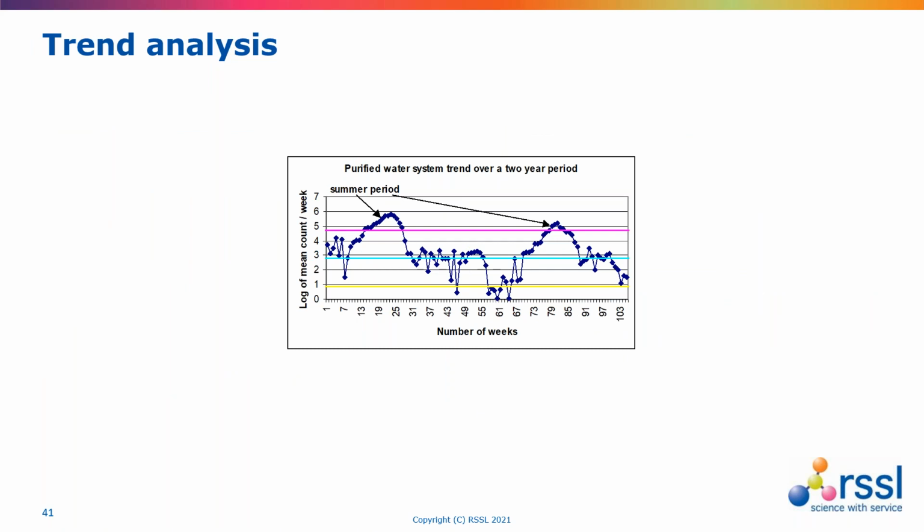Another advantage of trend charts, as shown on the slide, is a much bigger look. That's a 2-year trend chart, and on this particular one there is a degree of seasonality, with peaks in the summer period. This could relate to water generation, and it might alert us to when higher levels of bioburden are found, and perhaps some additional controls might be required.